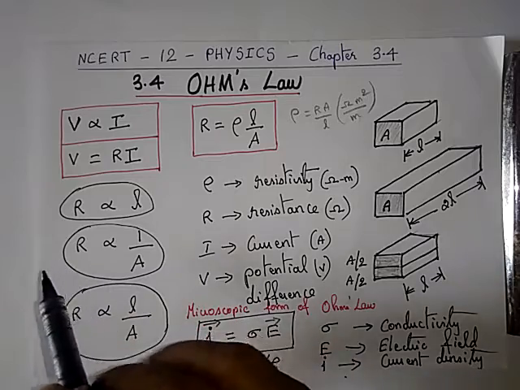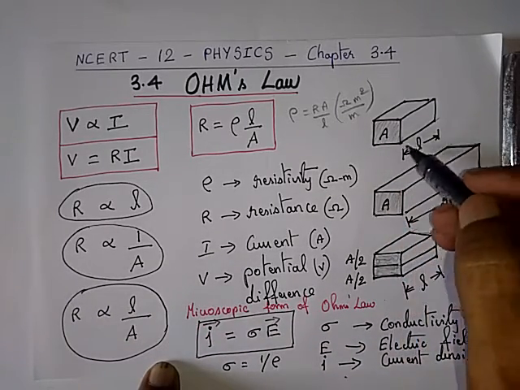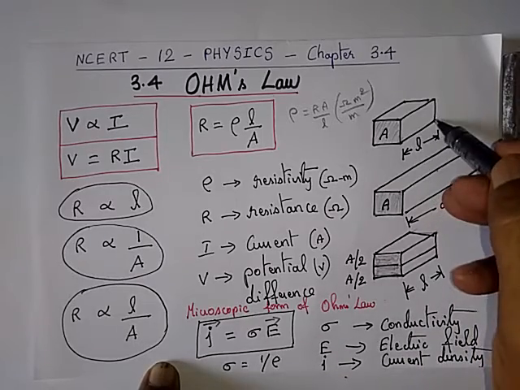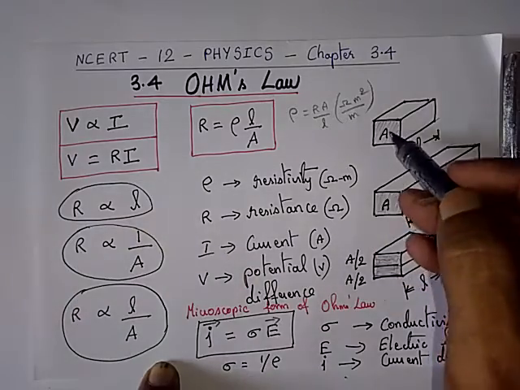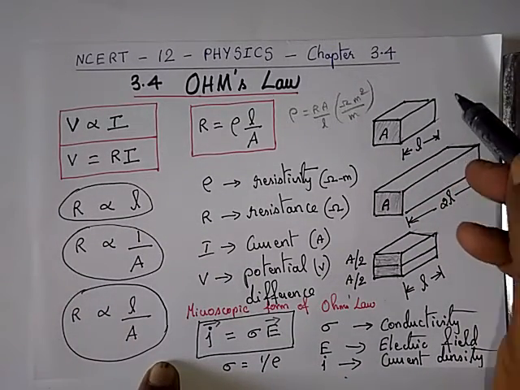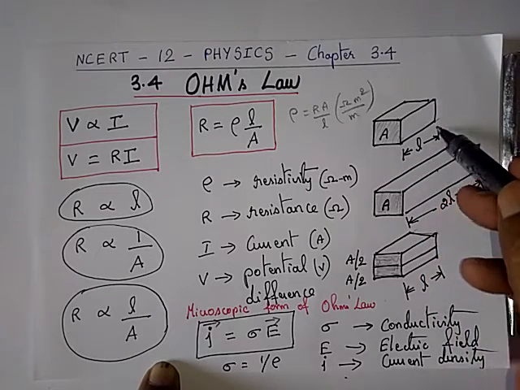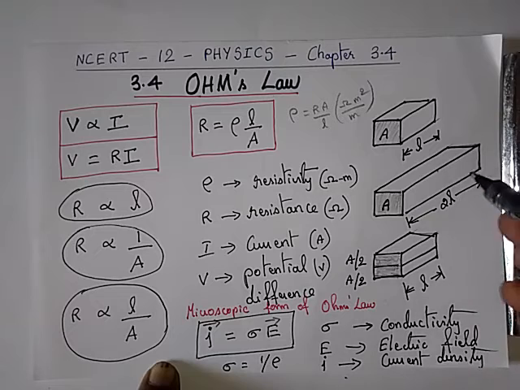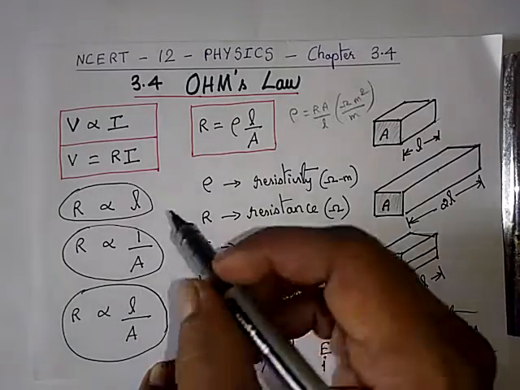Now we come to a conductor whose cross sectional area is A and the length of the conductor is L. The resistance of this conductor is directly proportional to length. Suppose we increase the length, then the resistance will also increase. Here the length is increased, whereas the area of the cross section is not increased. If you increase the length, then the resistance will also increase.